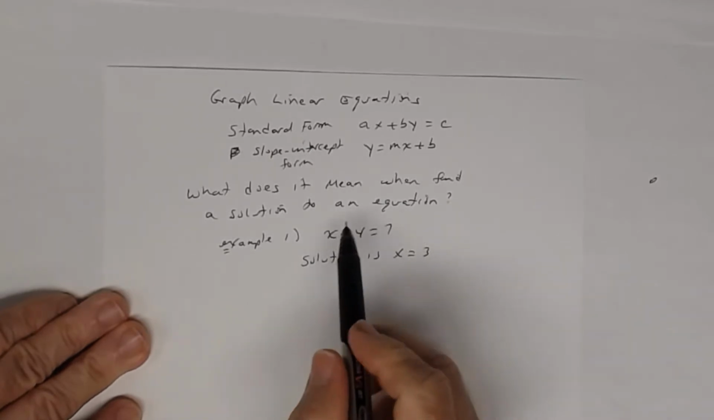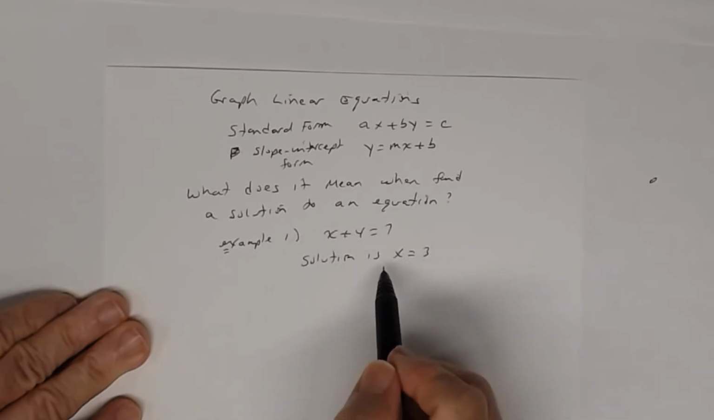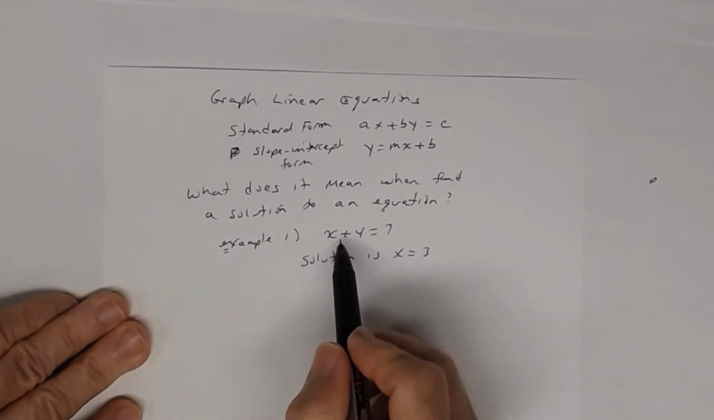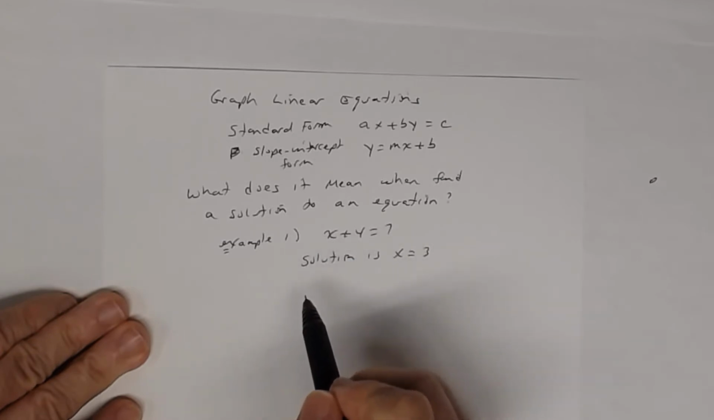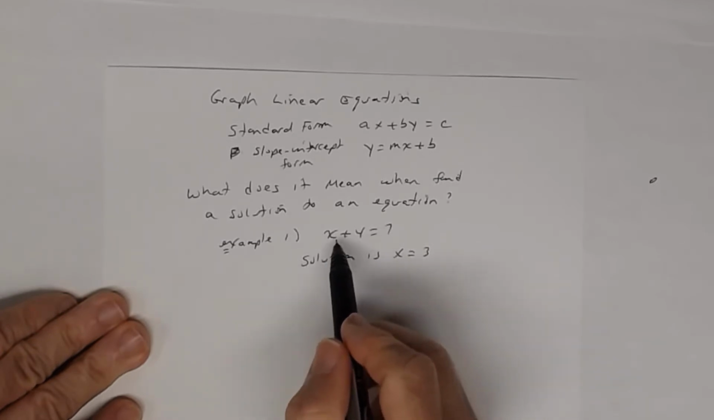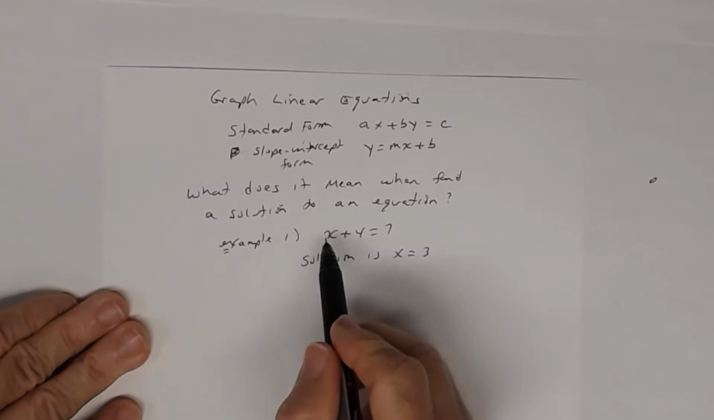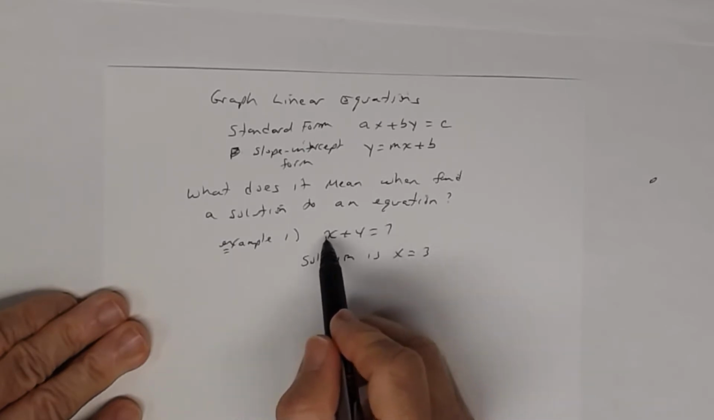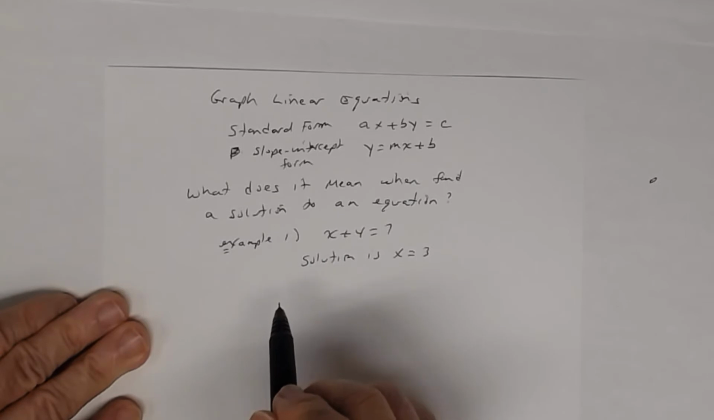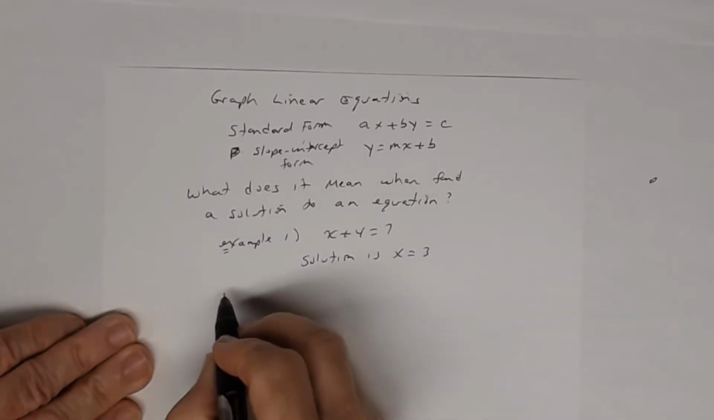So when finding the solution to an equation, you're finding the value of the variable that makes this equation a true statement. That's what you're doing. What real number can I substitute into the variable that will make this equation a true statement? And in this case, there's only one solution, and that's 3. 3 plus 4 equals 7. Okay? But let's look at this one now.